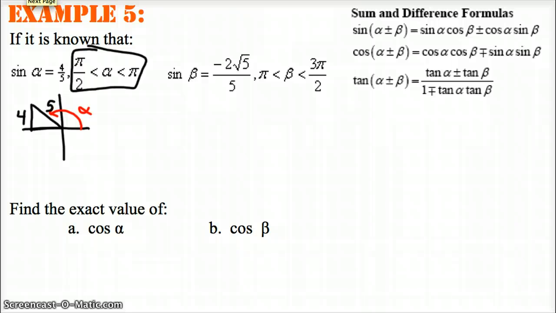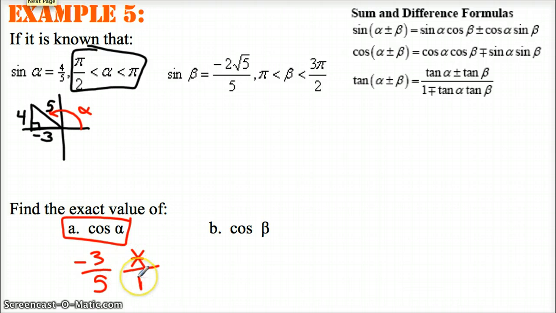Now my leg on the bottom I do not know, but I recognize a Pythagorean triple. It will be 3. In this case, -3 because it's in the second quadrant. X is negative in the second quadrant. So I've represented sine of alpha, and that's really important because now I can find cosine of alpha. I have cosine of alpha here, the first question being asked, and I can see the answer is -3/5 because that's the adjacent over hypotenuse, or x over the radius, which is a non-unit circle definition of my trig functions.